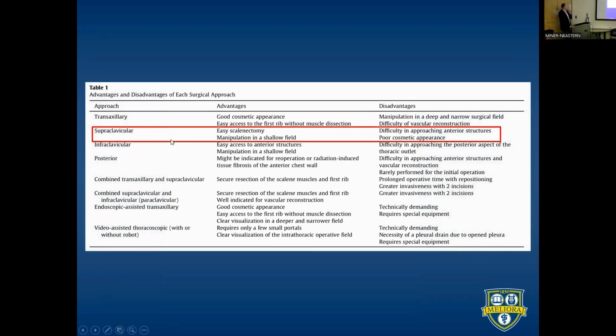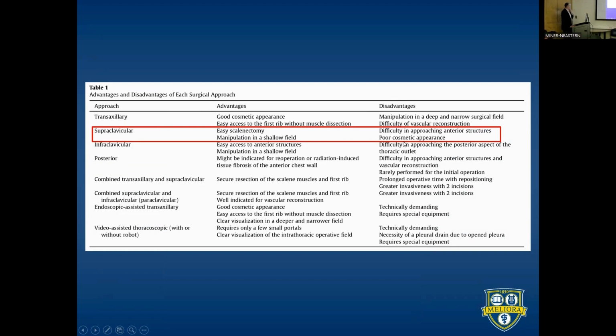These are the pros and cons in this study. The supraclavicular approach is my preference, and there is some data to support that being the best approach, but like anything in medicine, you could prove your point just about in any direction. But the benefits are, you can really do a scalenectomy well, which is, I think, a key part of the operation, and you have direct access to the brachial plexus.